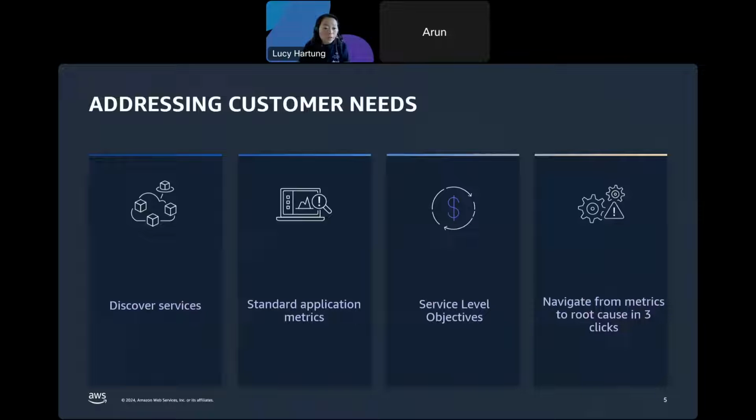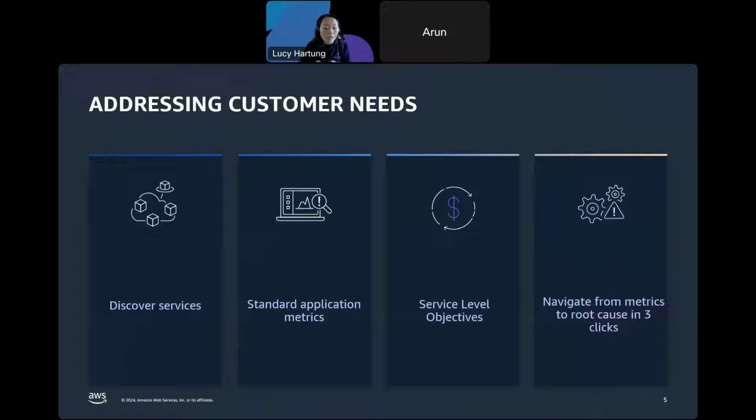The next one is setting your own SLOs. A lot of customers are telling us that in order to meet their SLAs, they need to set their own SLOs. Every company is different. How can we help you in that area to customize and prioritize which are the most mission-critical issues that you need to address? So, the capability of setting your own SLOs.